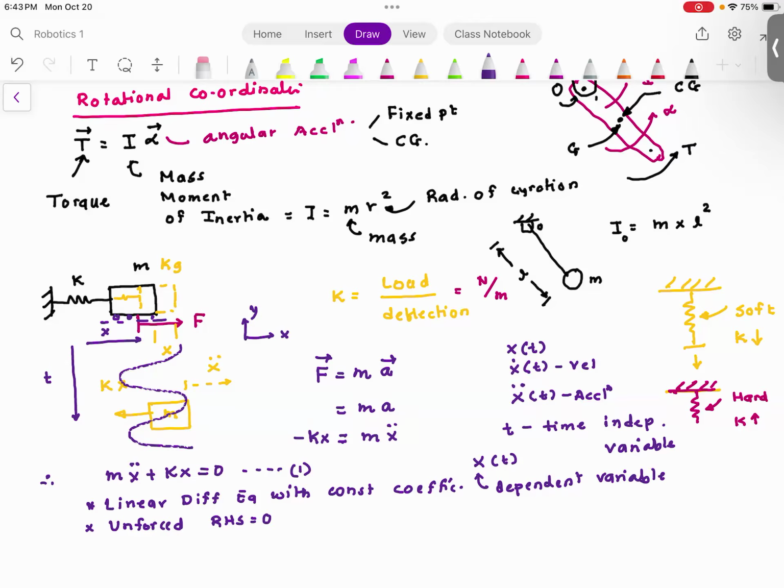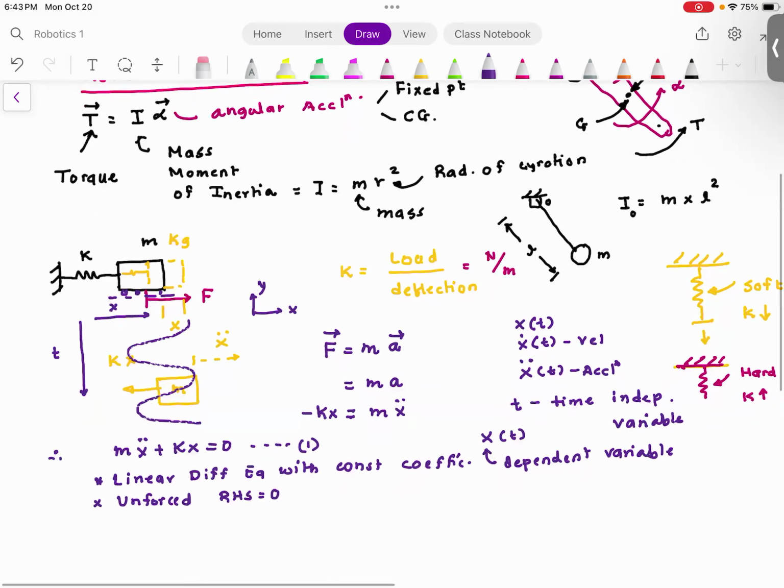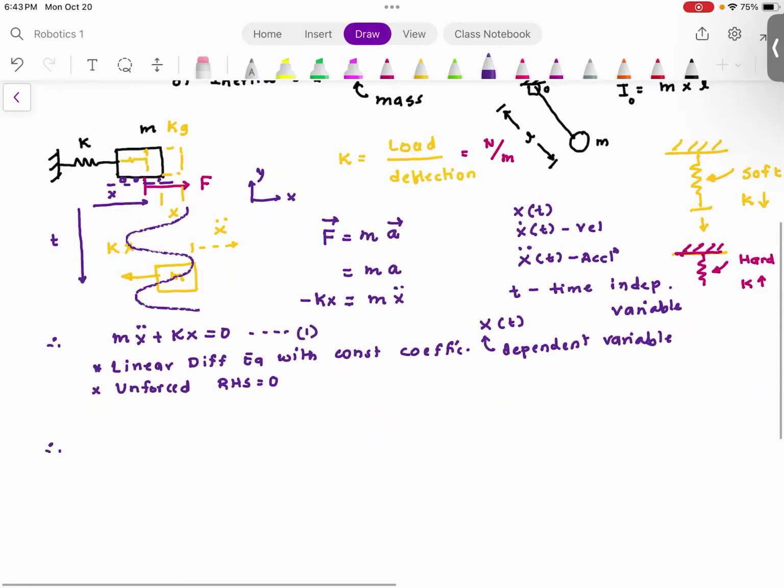Whenever you have a differential equation which is linear and has constant coefficients, there is only one thing that you should do. How do we solve differential equations? By trial and error. There is only one trial you need to do. You should write x of t is equal to a constant a e to the power lambda t.